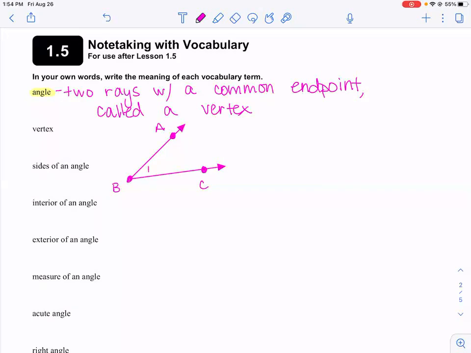An angle: two rays with a common endpoint. That common endpoint is called the vertex. So this angle that I am having you draw, its vertex is point B. And its sides are rays BA and BC. Since the ray begins at B and then shoots out, the B comes first in the lettering.